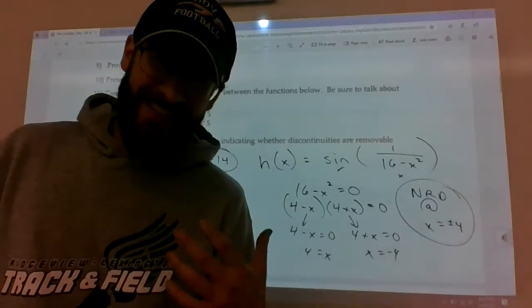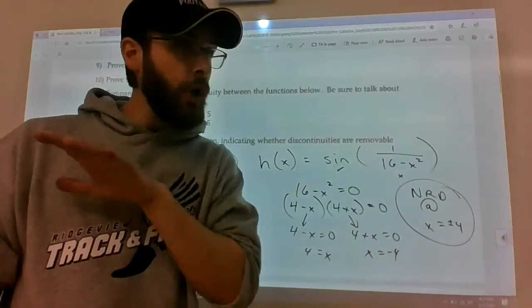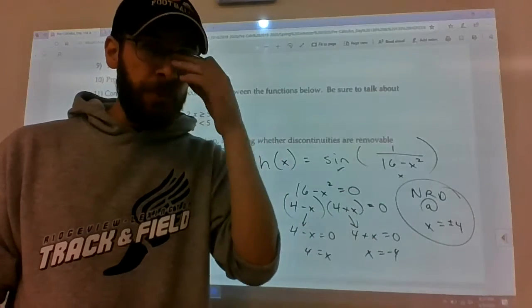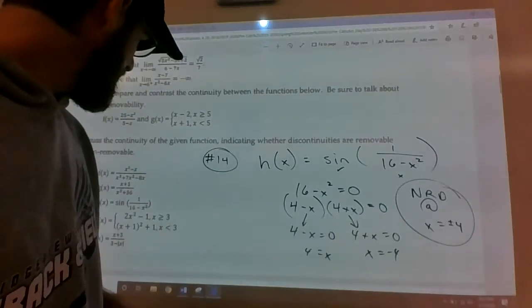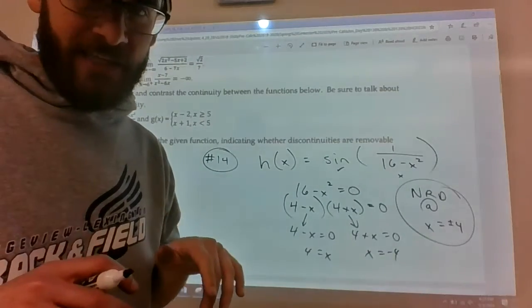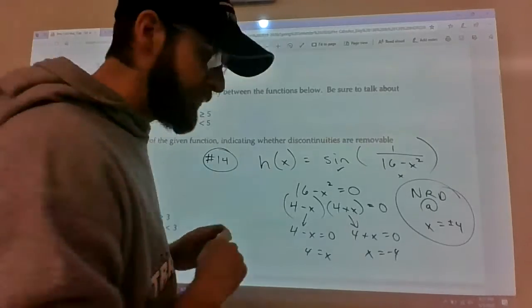Now, if this were not sine, and we were talking about something like tangent, totally different scenario. Super messy. I'm not going to dig into that too much. If you want me to, send me an email and say, please show me where the tangent one is. I may or may not respond. So number 15.